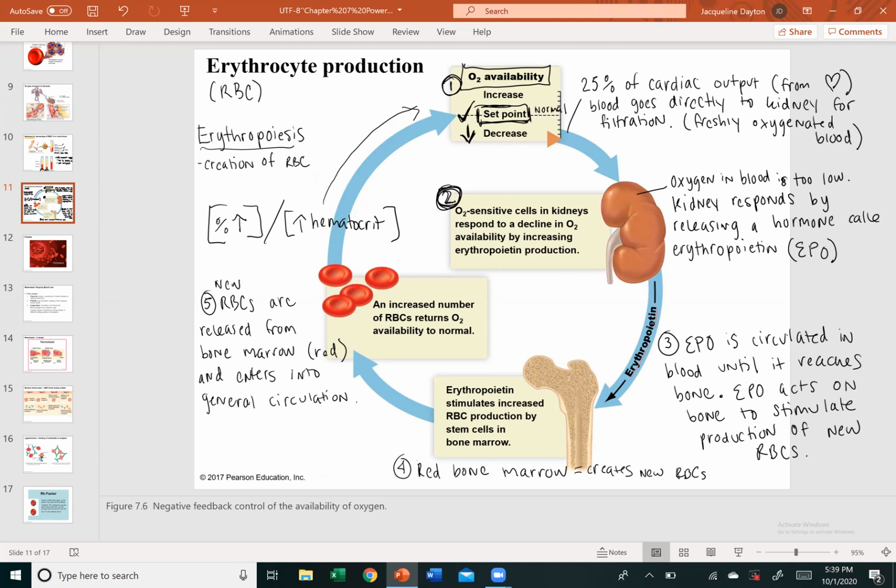Now, if it starts to drop again, this whole process will be restarted, and this is totally dependent on what the oxygen sensitive cells in the kidney are responding to. All right. So make sure that you understand this circle of how erythrocyte production, or erythropoiesis, occurs within the body. Okay. In our next video, we're going to move on in your lecture notes to Roman numeral number 2, and we're going to begin talking about hemostasis, which is the prevention of blood loss from the body.